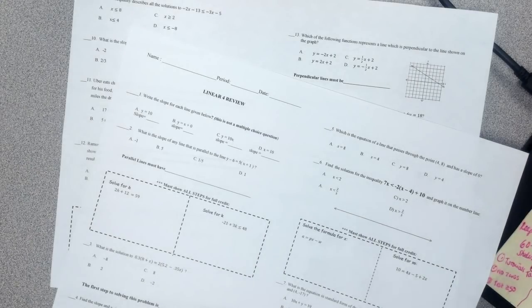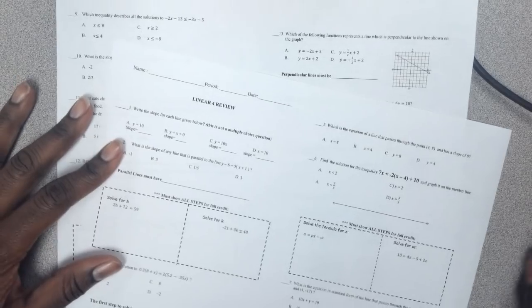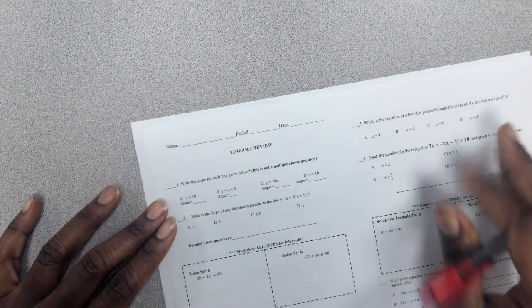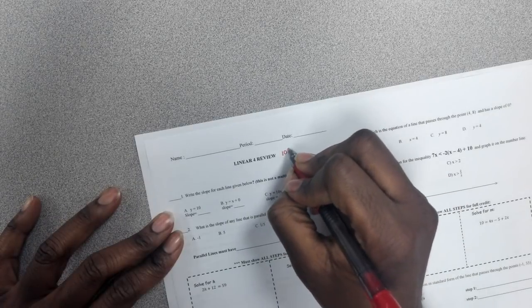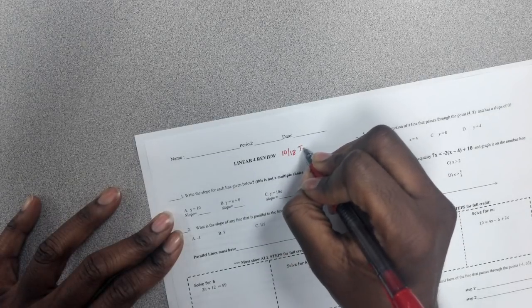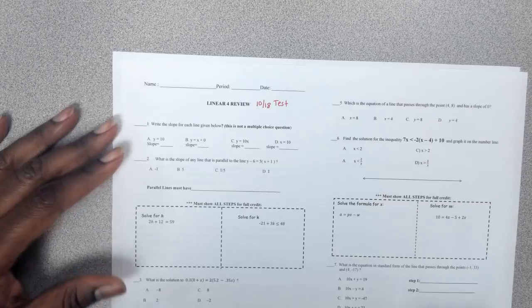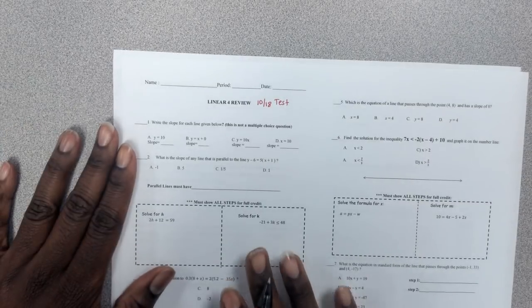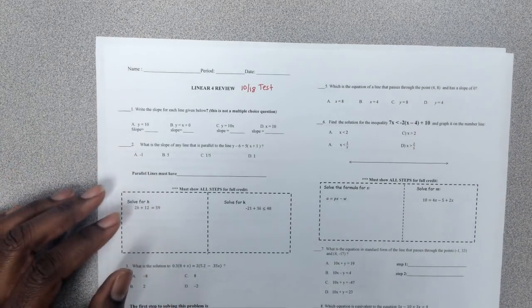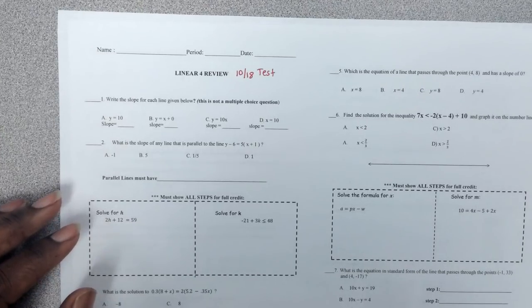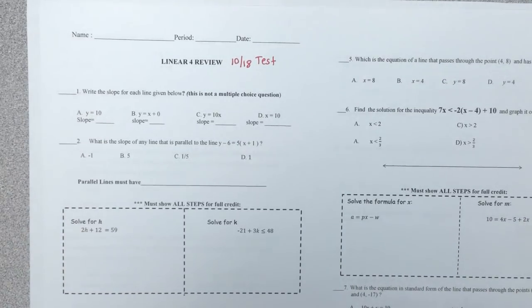Okay, so this is the test review. It's a Linear 4 test review, and it is for our test that we are taking on 10/18. And remember, if you have your own sheet of paper, you're going to take your own notes on this for now, so you can get some extra credit. I'll tell you some things to write down that would be good to have on your notes sheet of paper.